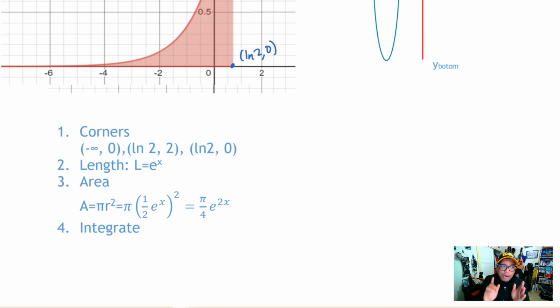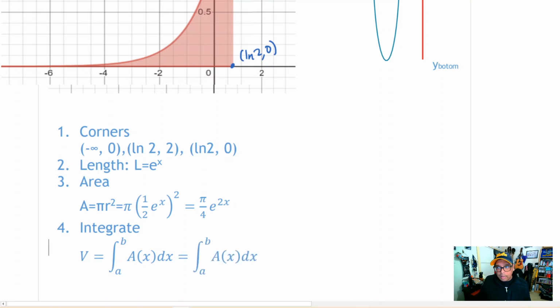With that area formula in place, we are now ready to integrate. The volume formula is the integral from a to b of A(x) dx. Looking back at my corners, the smallest value for x is negative infinity. The largest value of x is the natural log of 2.